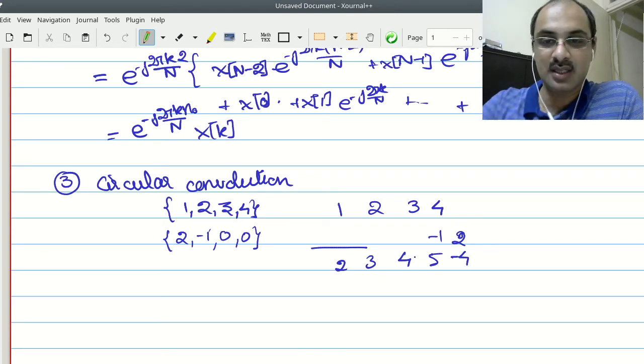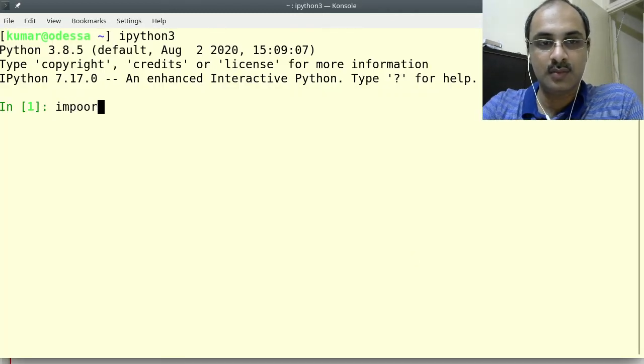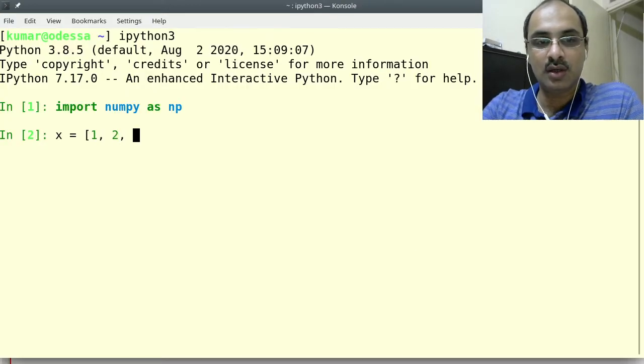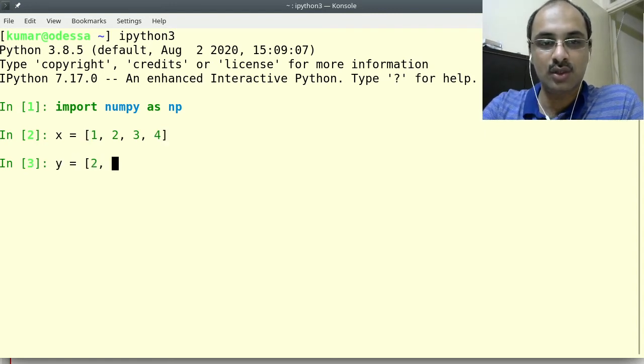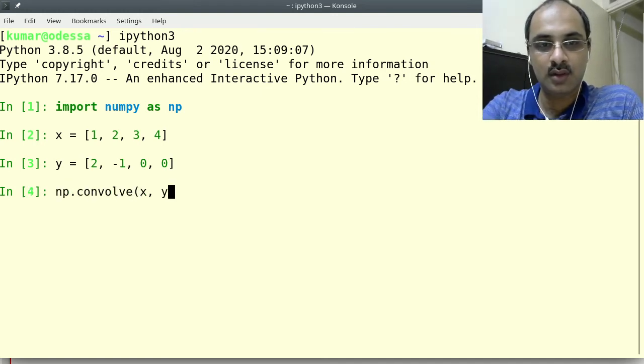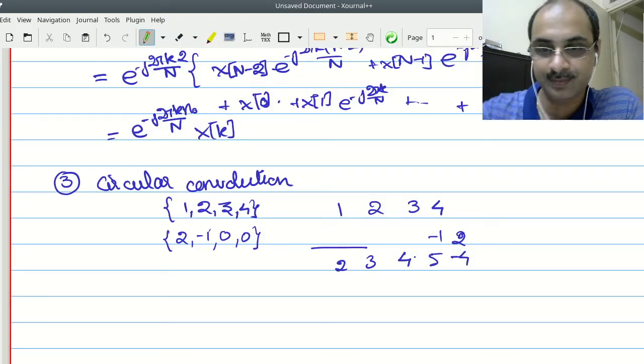Let me just check it. To verify, let's say x is 1 2 3 4, y is 2 minus 1 0 0, np dot convolve, that indeed yields 2 3 4 5 minus 4, which is what I get.